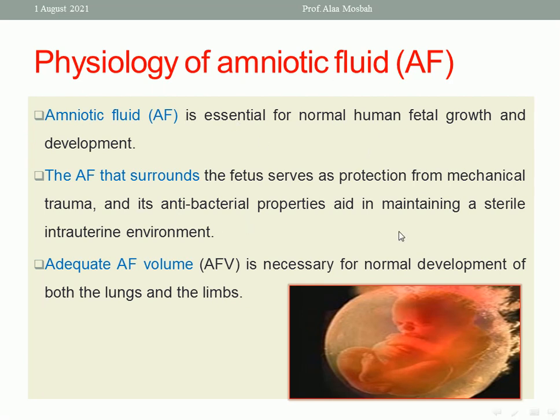Okay, before we start our lecture, we should know about the physiology of the amniotic fluid. Amniotic fluid, as you see in this picture, is essential for normal fetal growth and development. This amniotic fluid surrounding the baby gives protection from mechanical trauma, also antibacterial properties, and aids in maintaining a sterile intrauterine environment. Also, this amniotic fluid is important for normal development of both lungs and limbs.